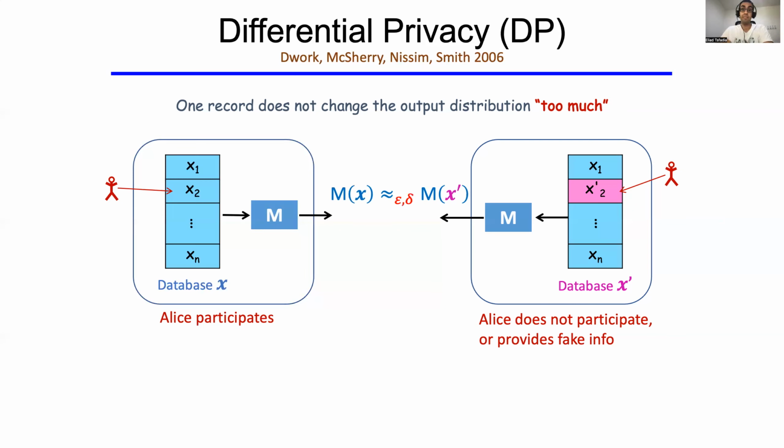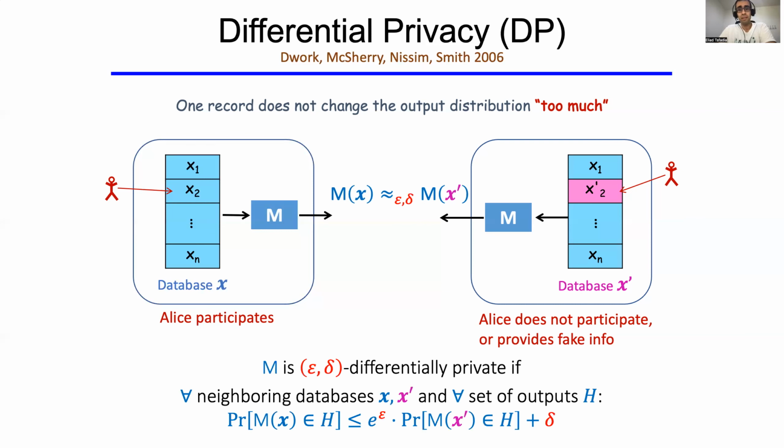Usually, this loss is captured by epsilon, delta parameters. Formally, we say that M is (epsilon, delta) differentially private if for every neighboring databases X and X prime and every event H over the outputs, the probability that M(X) is in H is (epsilon, delta) close to the probability that M(X prime) is in H.